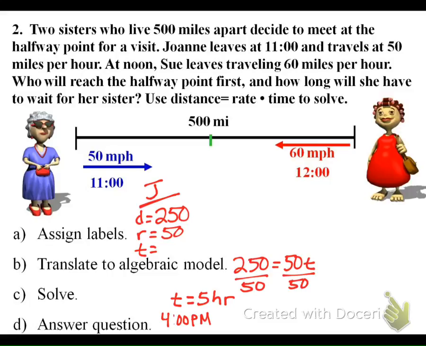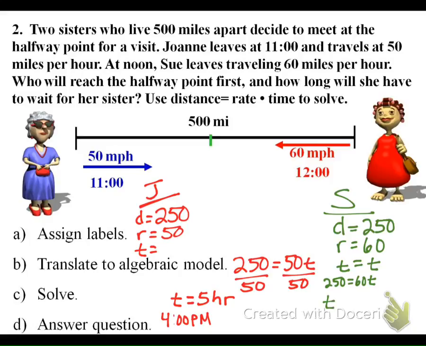All right, we'll go back and do the whole process for Sue. Sue will be in green. Do we know Sue's distance? Same, good. Do we know her rate? Do we know how long it takes her? No, so we're just going to leave T as T. So again, distance equals rate times time. What do you get when you solve for T? For what? 0.1 what?